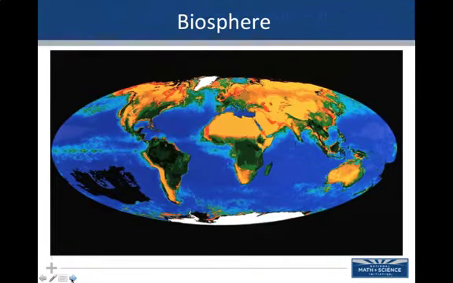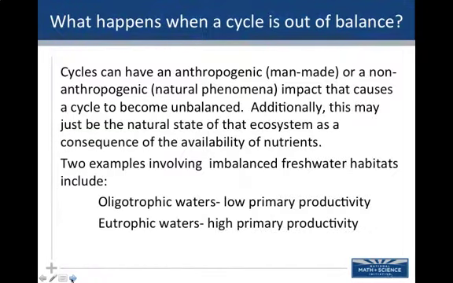So we live in this biosphere, which is all the living parts of the earth, all the living things on earth. And what happens when one of these cycles goes out of balance? Well, a cycle can go out of balance because of a man-made reason. It can also go out of balance because of a natural phenomenon. And it's important to understand that not every imbalance is the result of man-made problems. It's also important to understand that sometimes it goes out of balance as sort of a cleansing. So additionally, this may just be the natural state of that ecosystem, and a consequence of how they move nutrients and the availability of those nutrients.